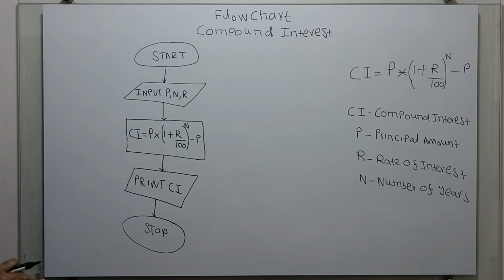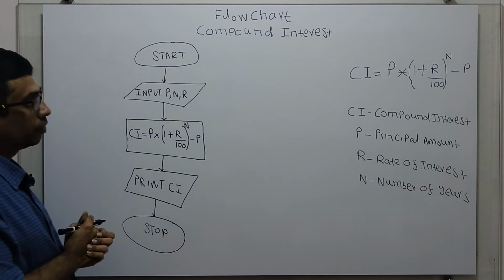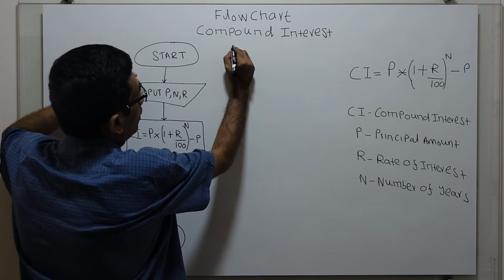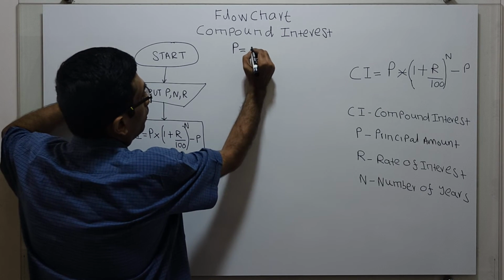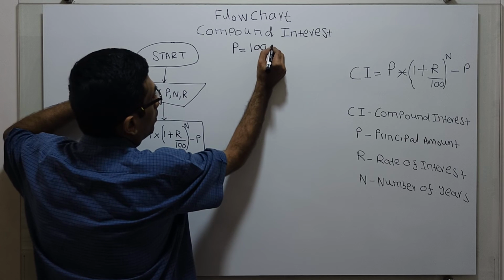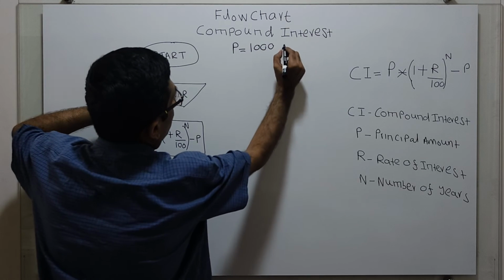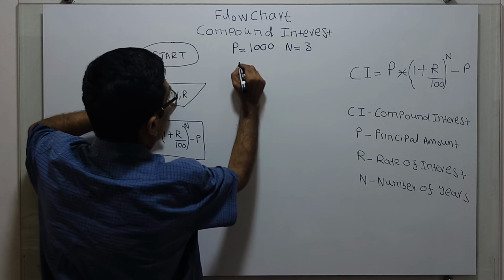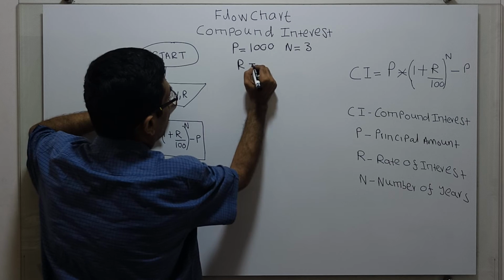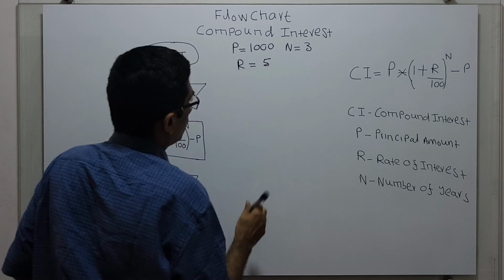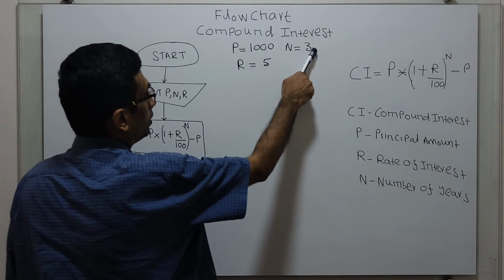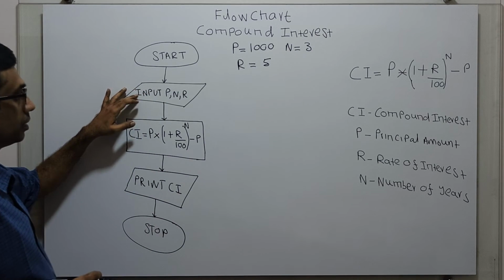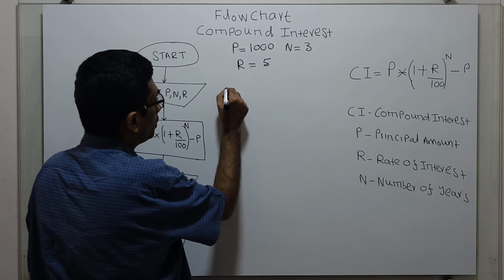Now we will take an example and trace how this flowchart works. Logical start, input P, N and R. I am giving the principal amount P equal to 1000, number of years N equal to 3, rate of interest R equal to 5. So principal amount is 1000, number of years 3, rate of interest 5, which I am obtaining as input from the user. Next I am calculating the compound interest.